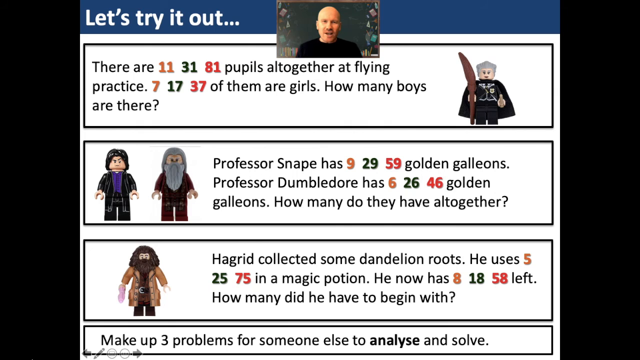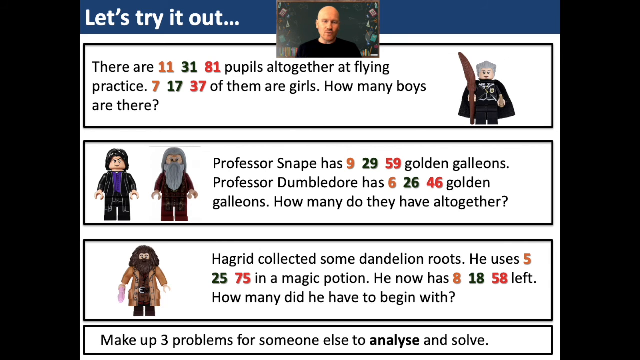Okay, it's your turn to try that out. We've got 3 questions again, and once again we've got mild, spicy and extra hot, only this time they look a wee bit different. Here we've got some questions and we've got different numbers in those questions. Now, if you're going to go for the mild, you're only looking at the yellow numbers. If you're going for the spicy, you're only looking at the green numbers, and if you're going for the extra hot, you're only looking at the red numbers. So, if I look at question 1 and I'm not too sure about it, I'm going to go for the mild challenge. There are 11 pupils altogether at flying practice, 7 of them are girls. How many boys are there?